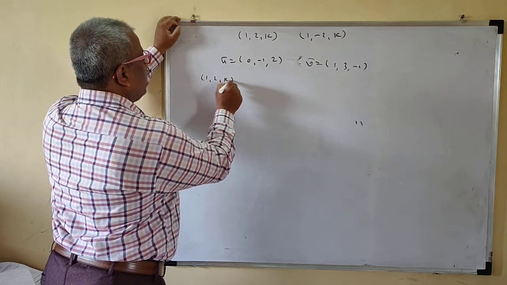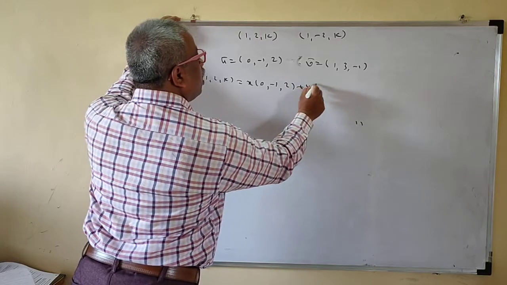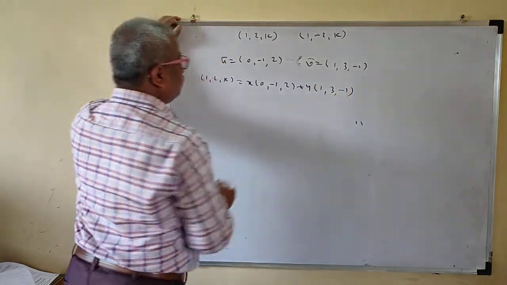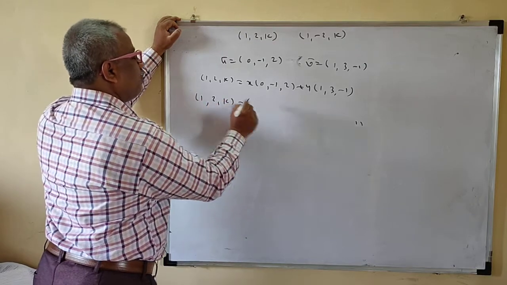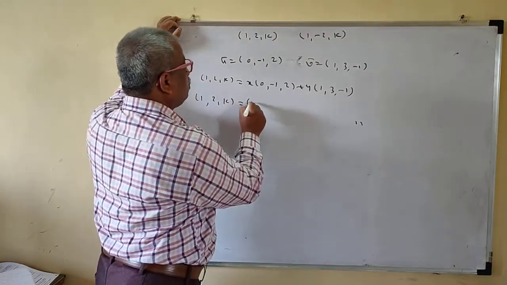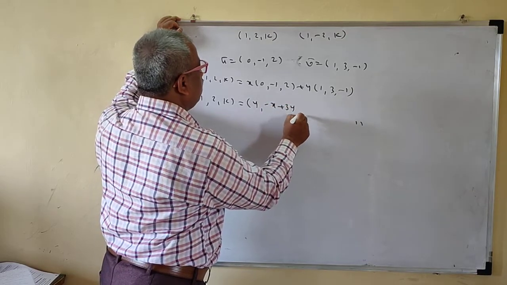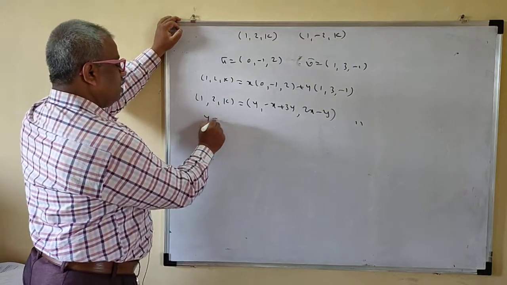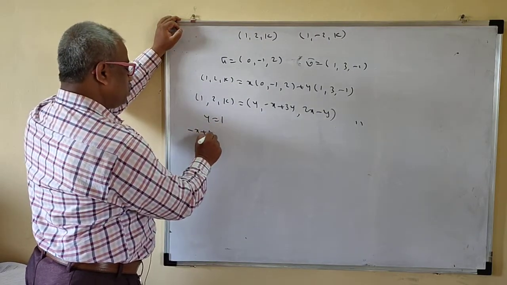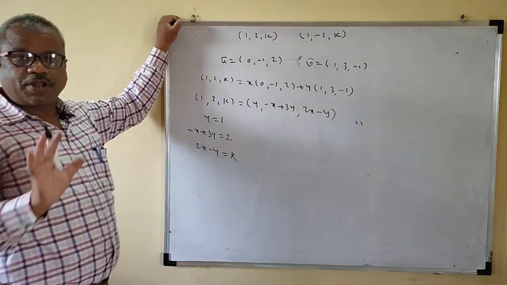1, 2, k is x times 0, minus 1, 2 plus y times 1, 3, minus 1. Okay. So I want to find the value of this k. The first component is y, minus x plus 3y, twice x minus y. So y is equal to 1, minus x plus 3y is equal to 2, twice x minus y is equal to k.